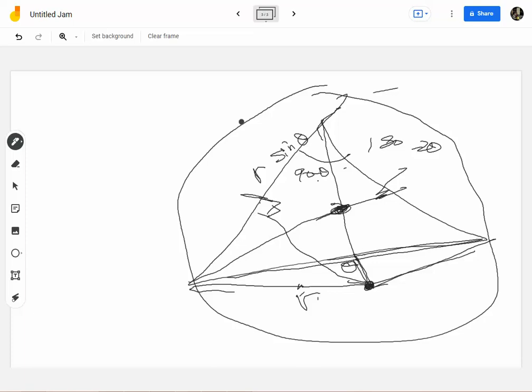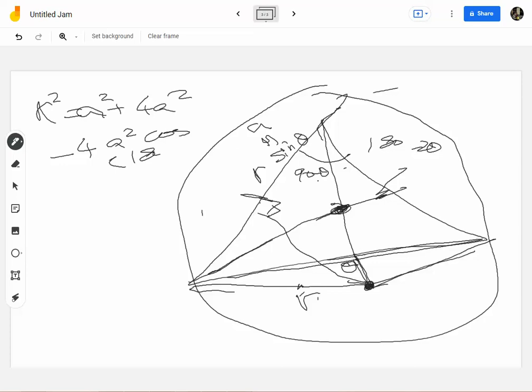The cosine law says, because this is the median, we say it's R, right? So R squared will equal what? This 2, right? We let this one equal A. It's easy to write A squared plus 4A squared, minus 4A squared cosine of 180 minus 2 theta, right? So R squared equals 5A squared minus 4A squared cosine theta.